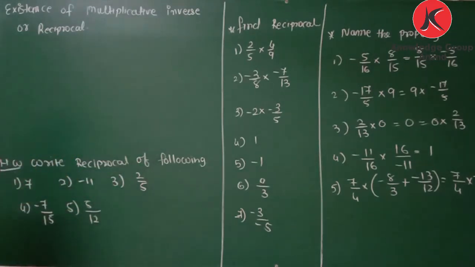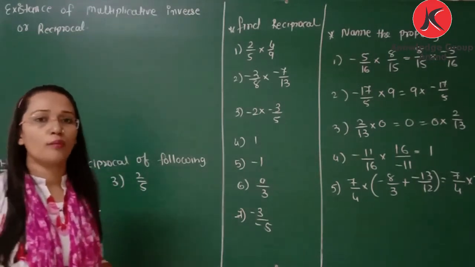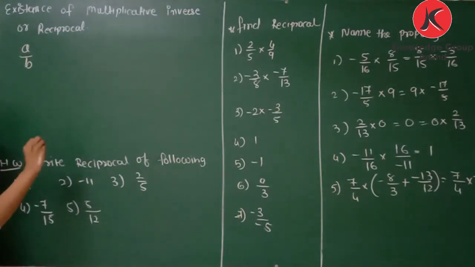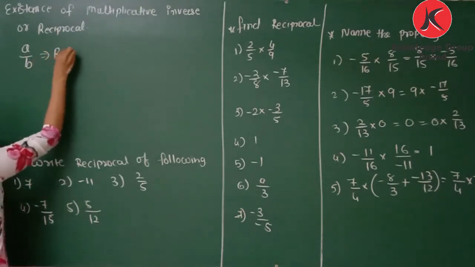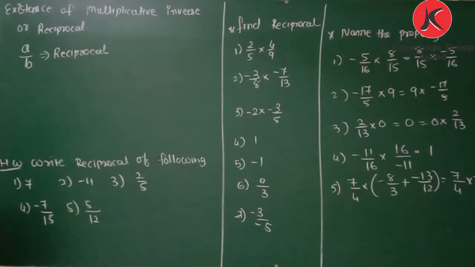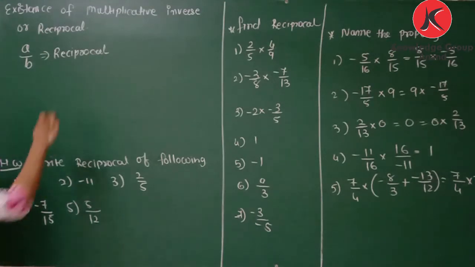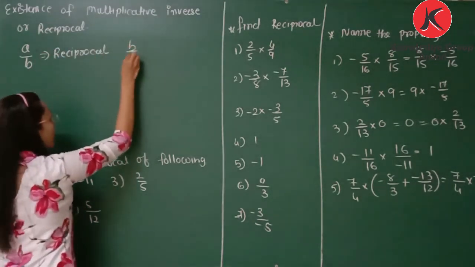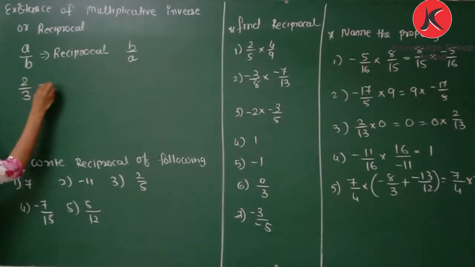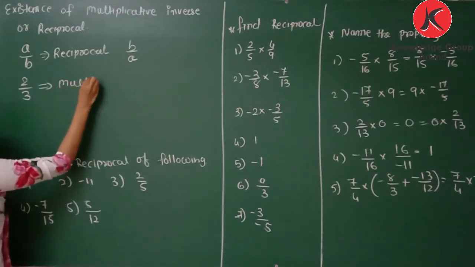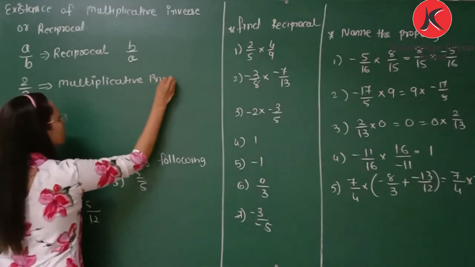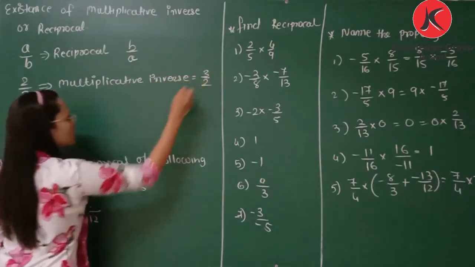Now multiplicative inverse means numerator becomes denominator and denominator becomes numerator. So if we have A by B as a rational number, then its multiplicative inverse, or you can write reciprocal. The term reciprocal we learn in fractions also. It is also called multiplicative inverse. So the multiplicative inverse of A by B will be B by A. Okay. If we take the example 2 by 3, then the reciprocal or multiplicative inverse is equal to 3 by 2.